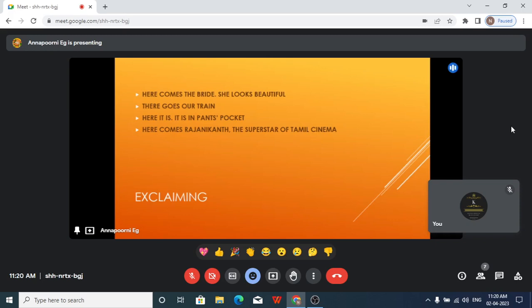So here the first, third, and fourth sentences are exclamations for happiness, and only the second one is for a negative statement. Okay, the second one is an exclamation that comes out of worry. Okay, so likewise you can also try writing so many exclamatory sentences. Okay, it all comes from your imagination.